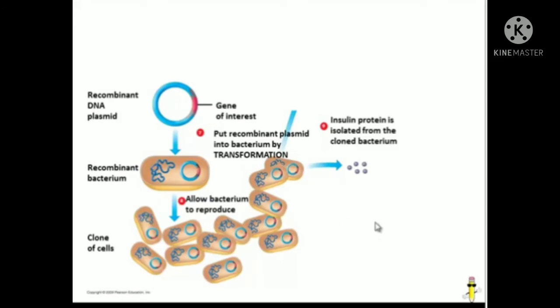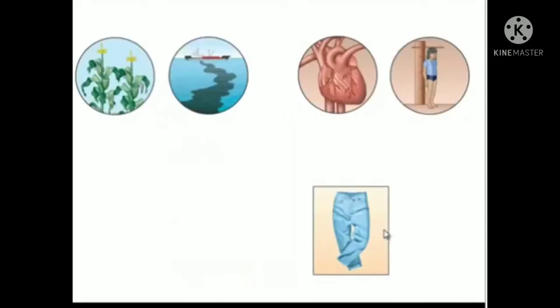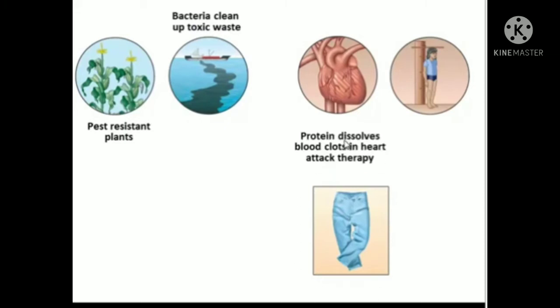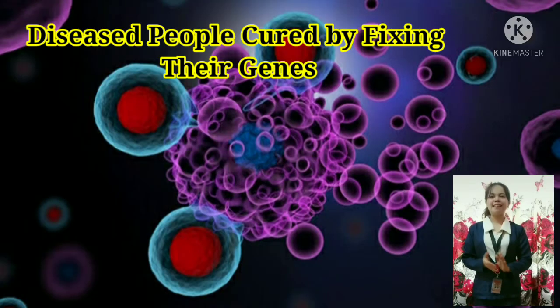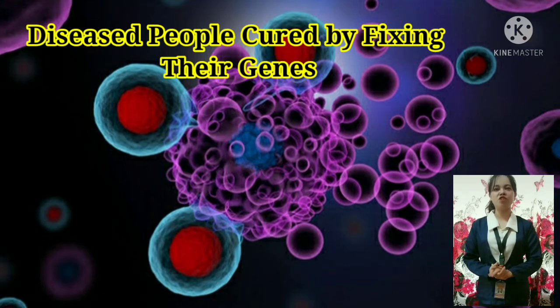Keep in mind that this is only one example. We can move genes from different organisms into other organisms. One application is to make pesticide resistant plants. These have a gene from bacteria that allows them to produce their own pesticides, and we can make bacteria that can clean up toxic wastes. We can produce proteins to dissolve blood clots. We can make growth hormone, and we can even make acid wash genes. Diseased people cured by fixing their genes.